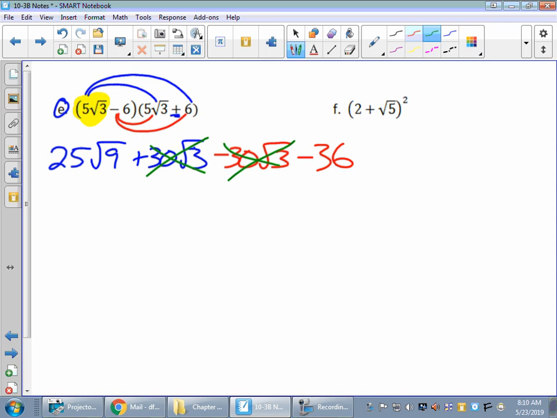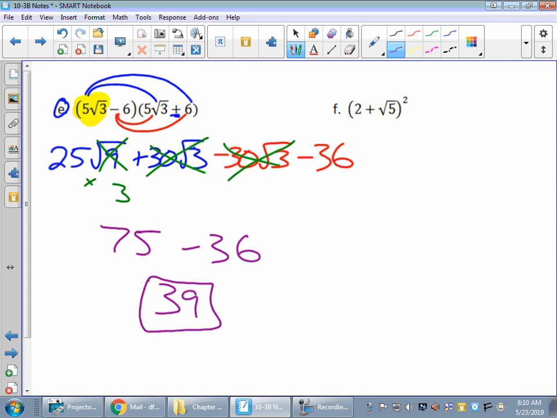The square root of 9 we know can break down and make it a 3 because it's a perfect square. But what do we do with that 25 out in front? Remember, we have to multiply those. So 25 times 3 would give us 75. And we know these middle terms are gone. We're just left with this 36 to bring down. Now we can combine those two. 75 minus 36 is 39. That would be our final answer.